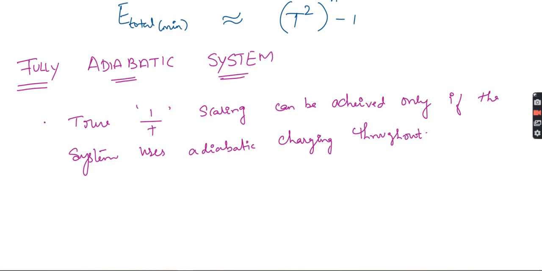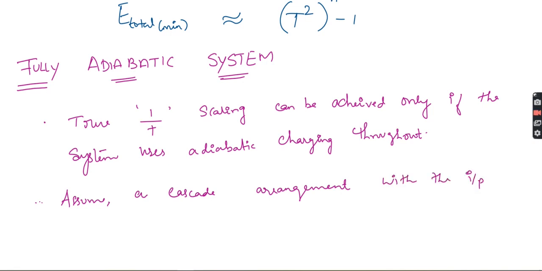Okay. So now what you need to do, let us assume a cascade arrangement with the input of the first amplifier adiabatically driven.